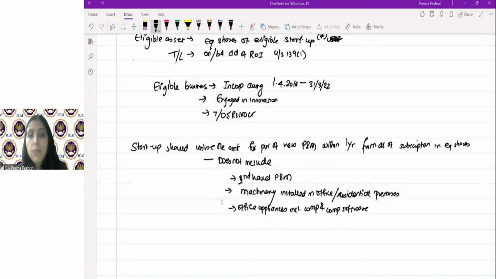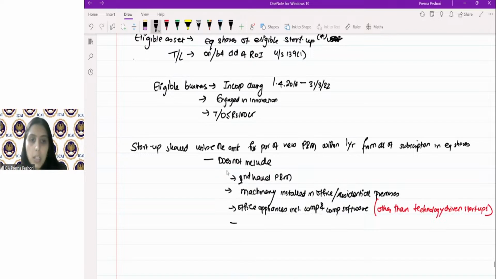Including computer or computer software. But in case of a technology-driven startup, the company can utilize the amount for the purchase of computer or computer software, because for a technology startup, computer itself is the machinery. Other than technology-driven startups, for them this condition is not applicable.